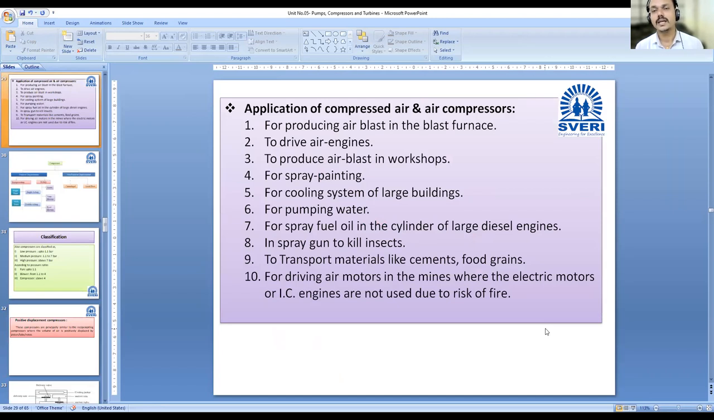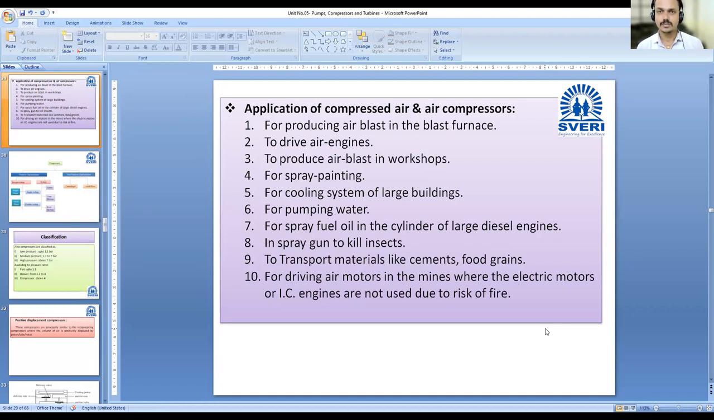And these are some applications, but many of the applications you are not familiar with, so I am only reading them. I will tell you some applications with which you are familiar. These applications are for producing air blast in the blast furnace. If you don't know furnace, furnaces are mainly used to melt the material. This process is called molding.